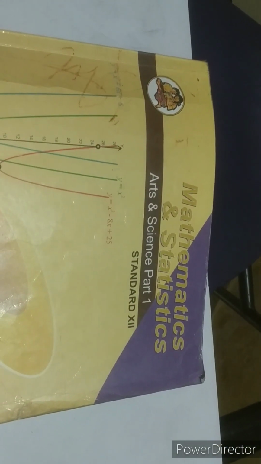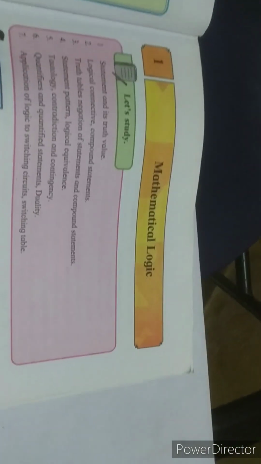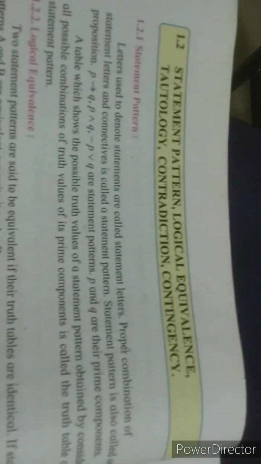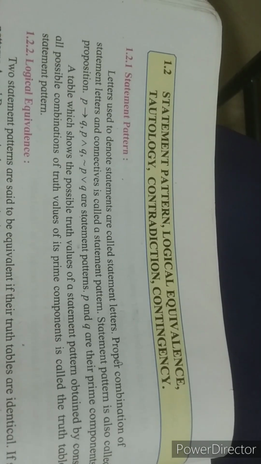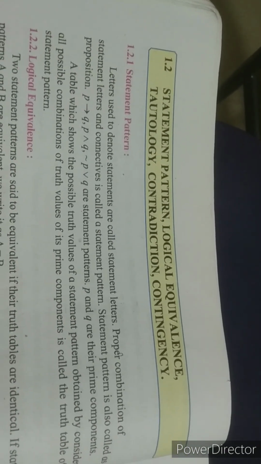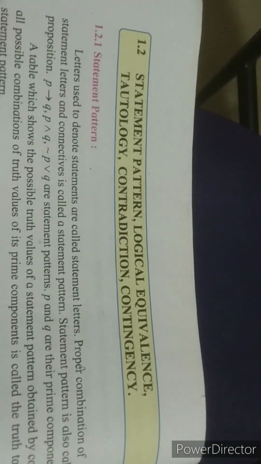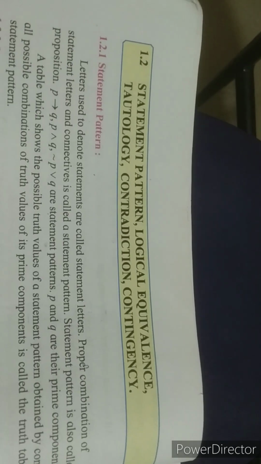Hi friends, today we are discussing mathematics and statistics, arts and science part 1, standard 12th. Chapter number 1, mathematical logic. 1.2: statement pattern, logical equivalence, tautology, contradictions, and contingency.